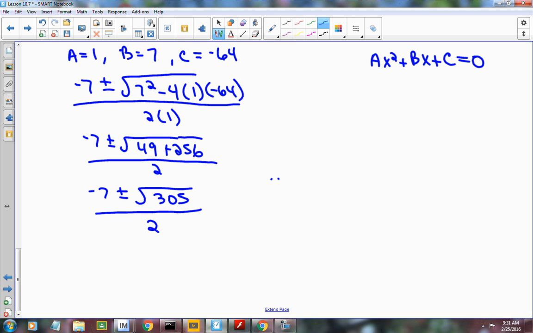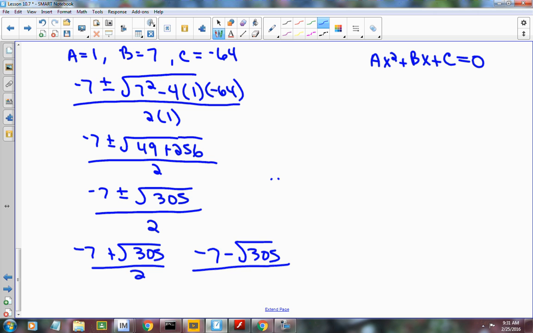Now, see how it's got this plus or minus? Remember, every number has two roots. You got a positive root and a negative root. So you have to do two different problems. You have to do negative 7 plus the square root of 305 over 2 and negative 7 minus the square root of 305 over 2.